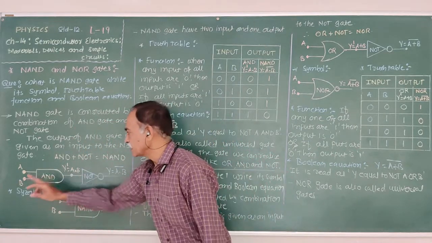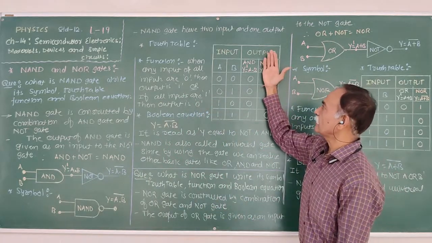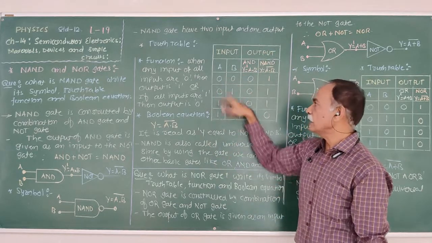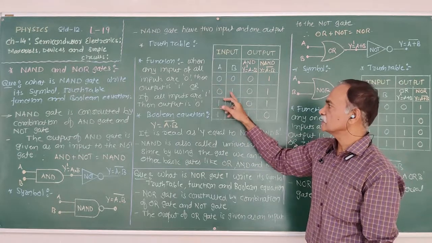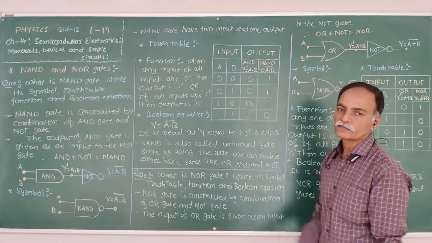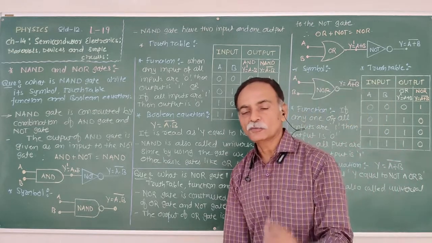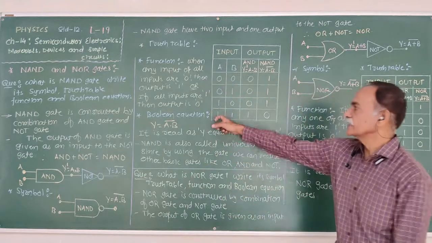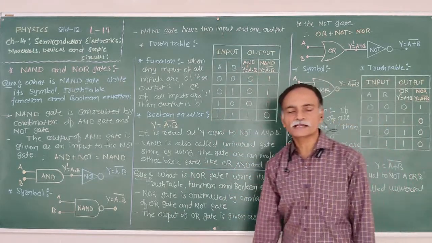A and B are the inputs, Y dash is the output. Therefore, the preparation of the truth table is this. A, B are the inputs. In a different manner, we can write the combinations of input: 0 0, 0 1, 1 0, 1 1. What is the characteristic of the AND gate? The output is 1 if all inputs are 1, otherwise 0. So for 1 1 the output is 1, and all other outputs of the AND gate are 0.